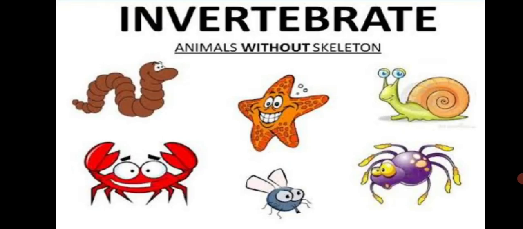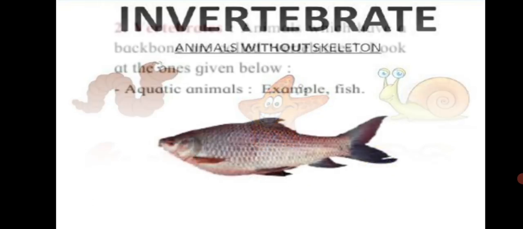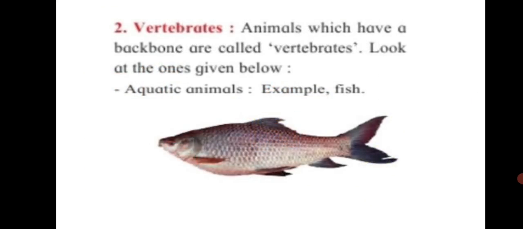And the second type in the stages of evolution of animals is vertebrates. Vertebrates are animals which have a backbone. Okay, look at the one given here, aquatic animals, for example fish. So vertebrates are many. Here you're going to study about 5 different types of vertebrates.